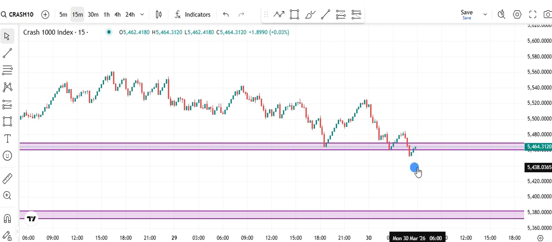You can get a bearish candle close into this. That's when you'll be going short on crash 1000. So let's wait for the first bearish candle to close into this zone and we'll go short on it. This is going to be our next target.